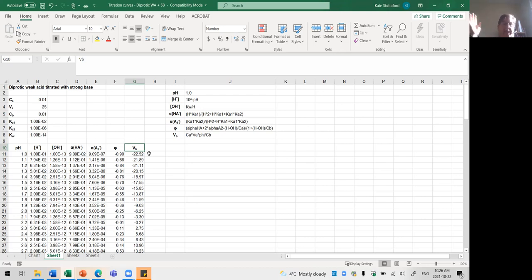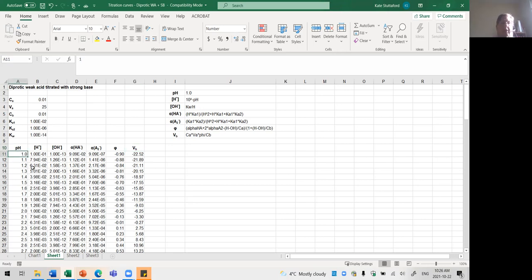There's one where you have CBVB over CAVA, or vice versa. You can flip top and bottom depending on if you're titrating acid with base or base with acid. And then there's a second part to it, which is only dependent on pH. So we're going to calculate phi using the pH dependence part of the equation. And then from phi, we can calculate the volume of the titrant.